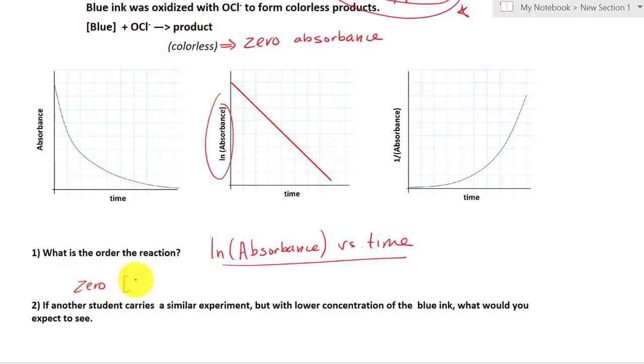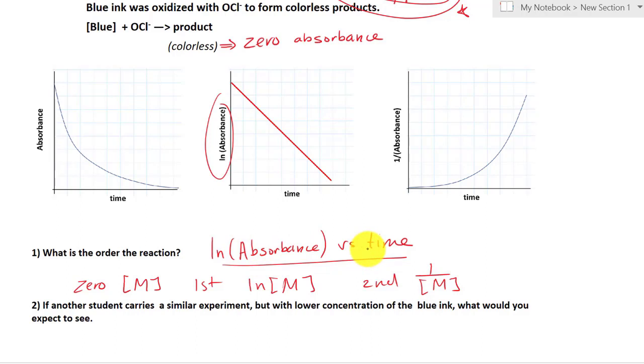it would be just the concentration itself, and for first order it is the natural log of the concentration, and then for second order would be what? 1 over the concentration, in terms of giving us a straight line. In this case, the natural log of the absorbance versus time gives us the straight line.